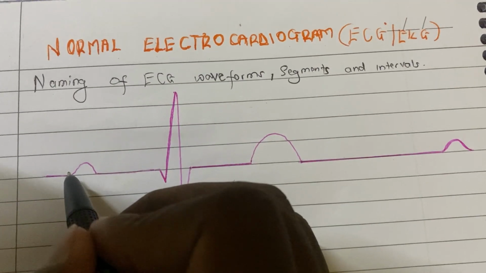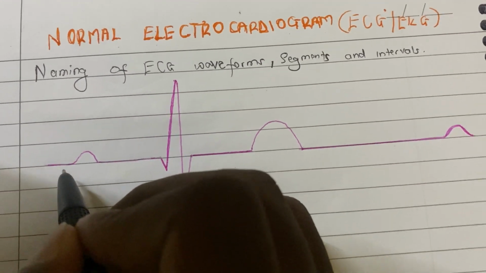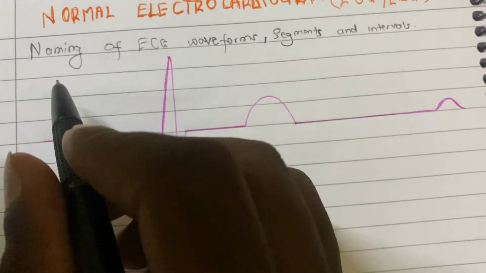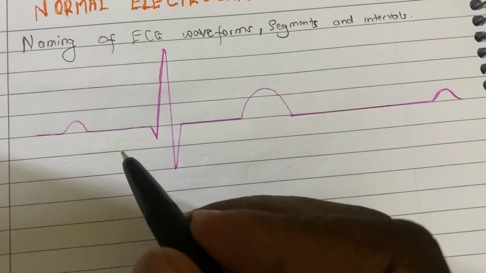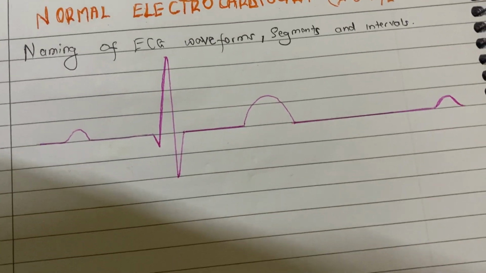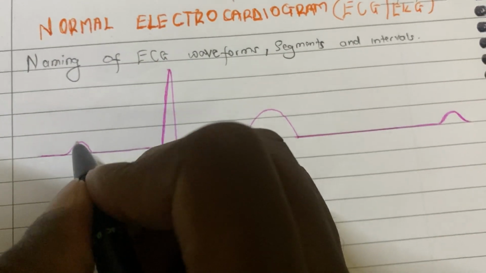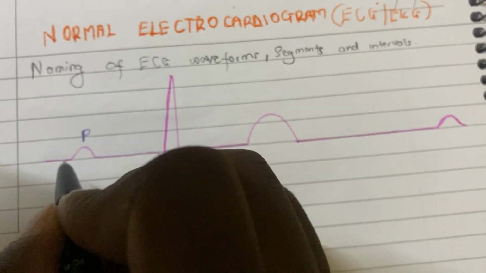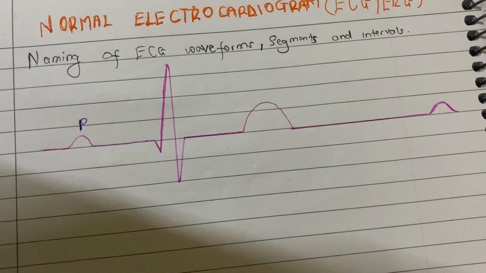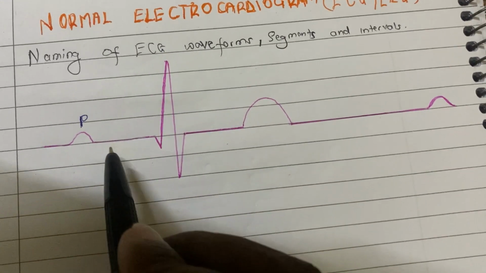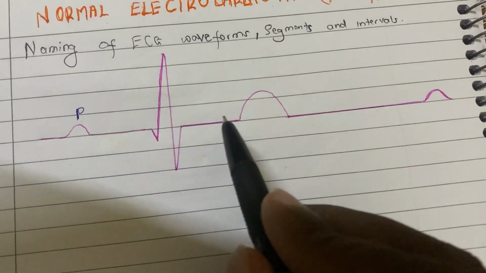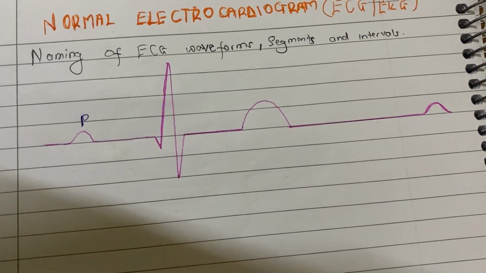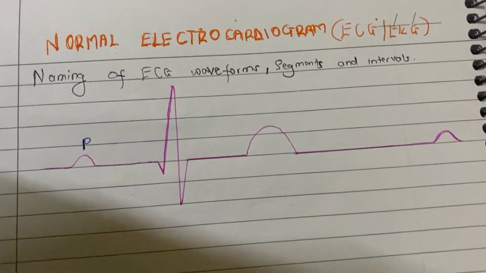So the first, remember this is very basic. If you have some background, you already know this one. If you are a starter or a new one, then let's go together. This is the P wave. This is a waveform, any deflection from the baseline. Where is the baseline? The baselines are these straight lines. So any deflection, either positive or negative, is a waveform.